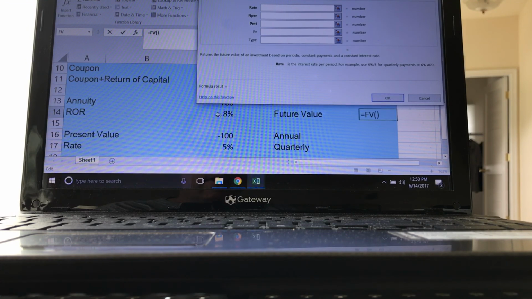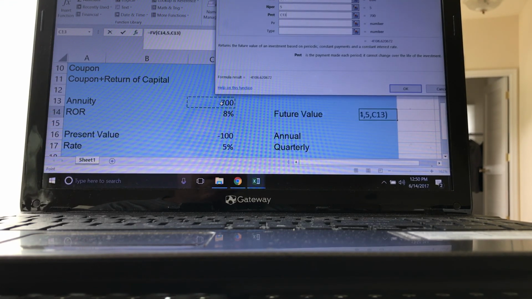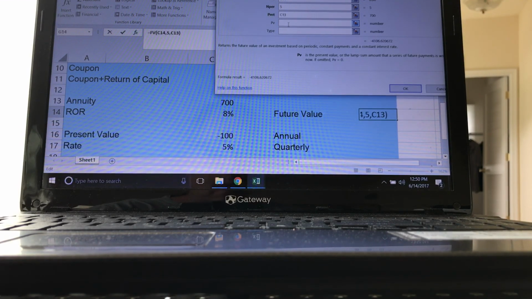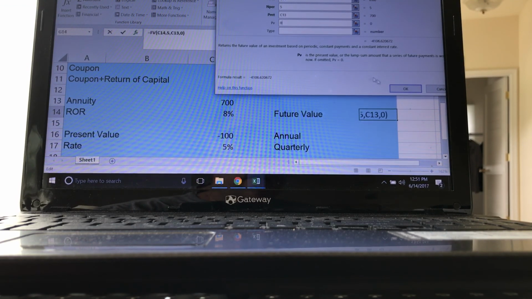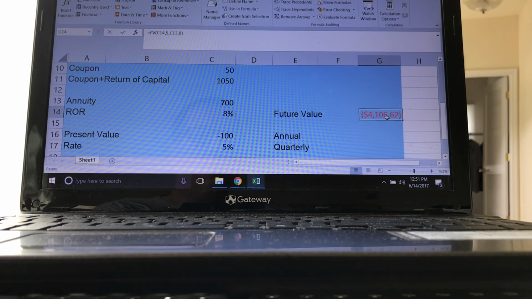In this case, the rate is 8%. The number of periods is 5 years. The payment would be $700. I wouldn't put any money away in the beginning. What's it worth to me? $4,106. I have these as positive, so this will show up as a negative.